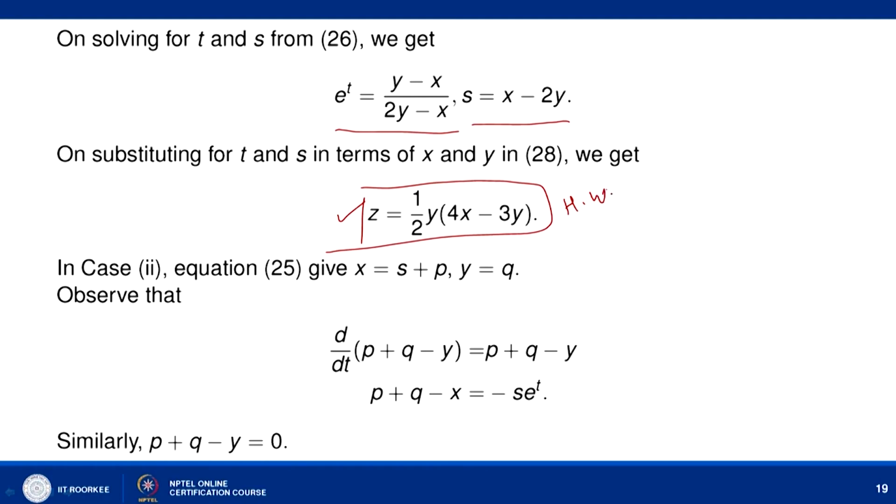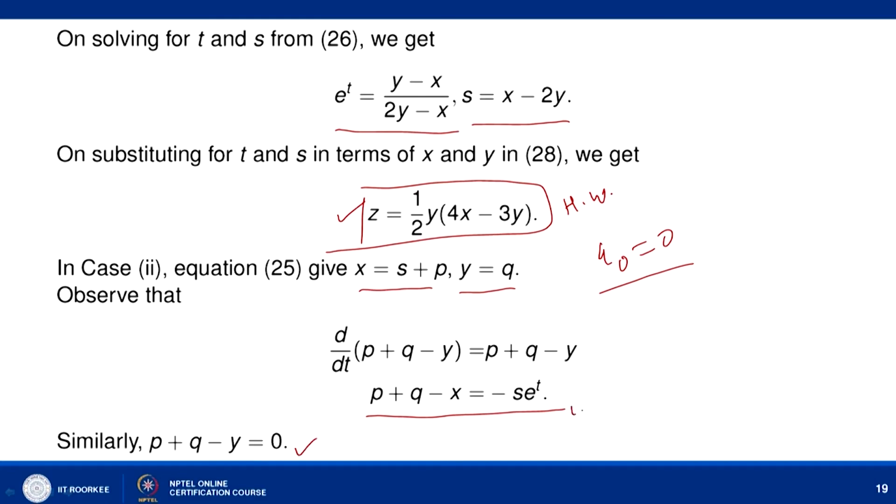Now, this is the case when we have assumed the value of q naught as 2s, but we have another case also when q naught is equal to 0. In this case we again solve our set of ordinary differential equations, and we have x as s plus p and y equal to q. Now, once we have this, then again we can apply the same thing, that d by dt of (p plus q minus y) is equal to p plus q minus y, and we can get p plus q minus y equal to minus s e to power t and p plus q minus y equal to 0.